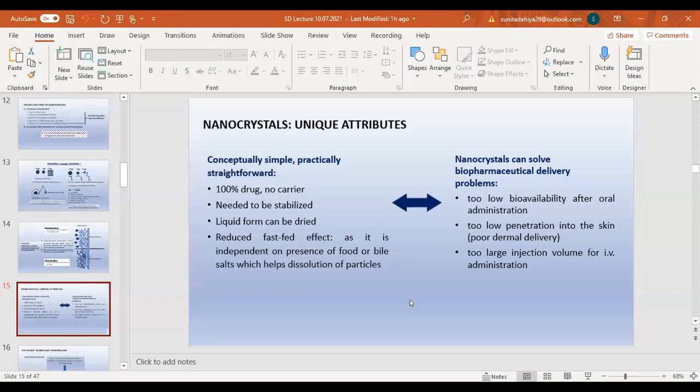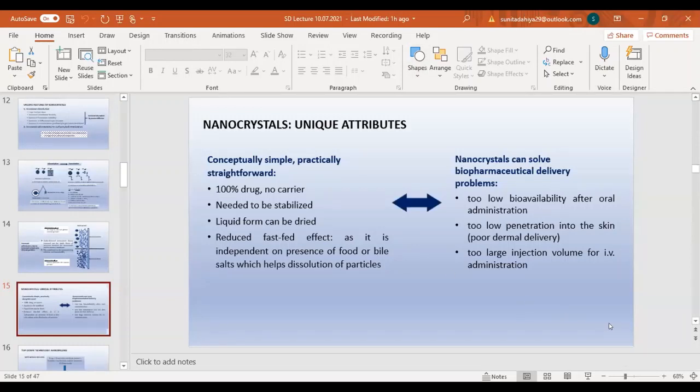And that's why we can say that nanocrystals can solve biopharmaceutical delivery problems, even for the drugs which show very low bioavailability after oral administration or which show low penetration into the skin. That means it can also improve dermal delivery. So there is a lot of research work going on for improving dermal delivery using nanocrystals. However, no dermal dosage form which uses nanocrystals is available in the market.